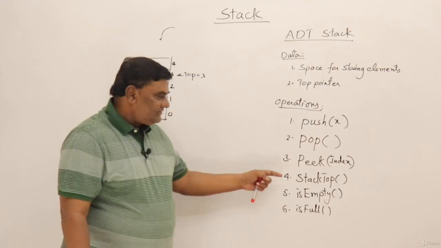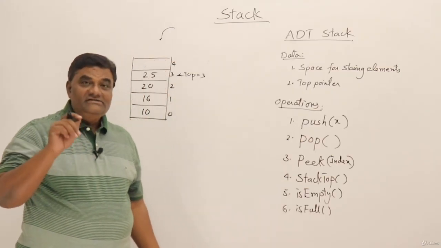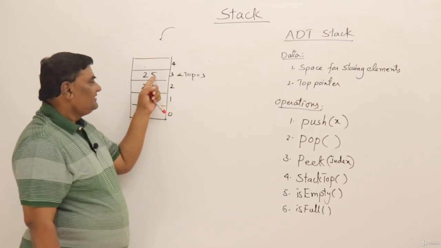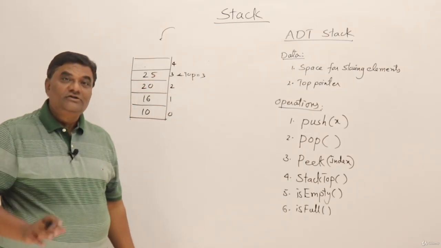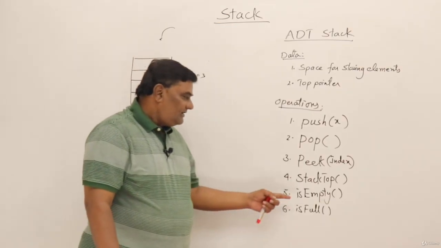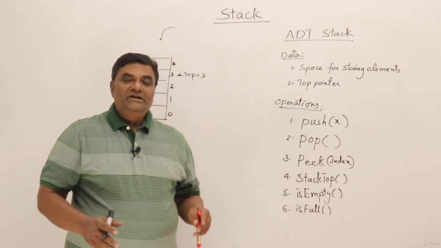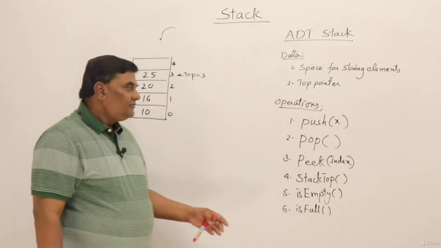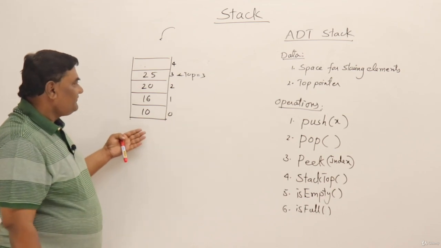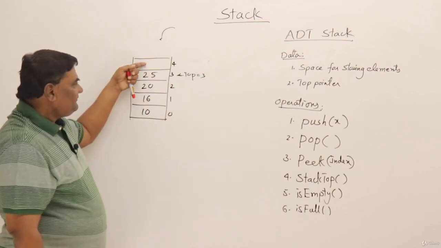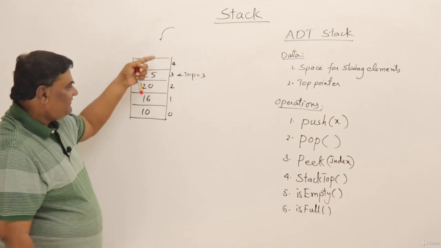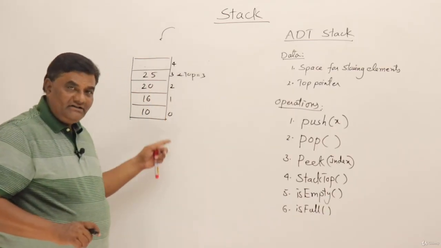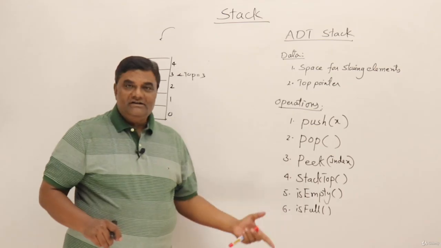Then next is stack top. This is not for deleting, just for knowing what is the topmost value in the stack. So right now the topmost value is 25. Just knowing the topmost value. Then isEmpty and isFull, knowing whether the stack is empty or the stack is full. So right now the stack is neither empty nor full. One more place is there. If I fill this place, then the size of the stack is 5, so the stack will be filled. Or if I delete all these values, then the stack will be empty.